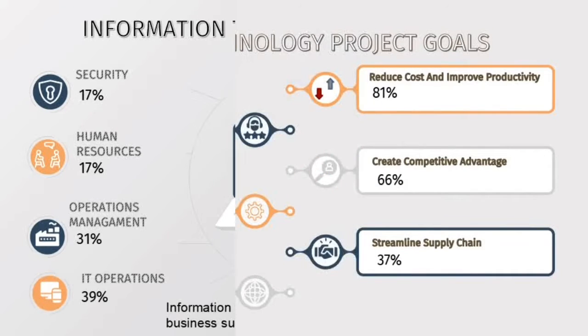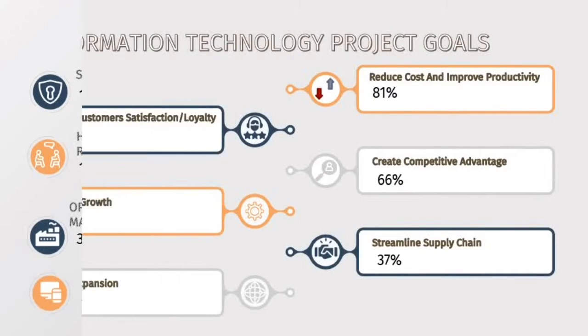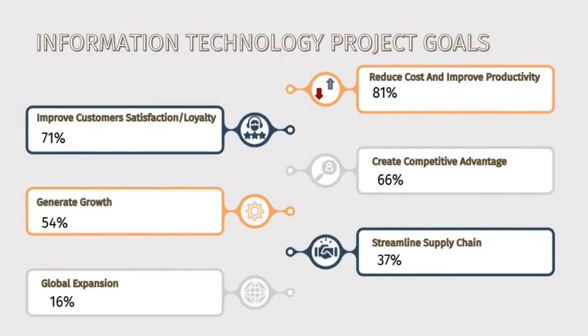Next, the information technology project goals. The first goal is to reduce costs and improve productivity, improve customer satisfaction or loyalty, create competitive advantage, generate growth, and streamline supply chains, and lastly, global expansion.